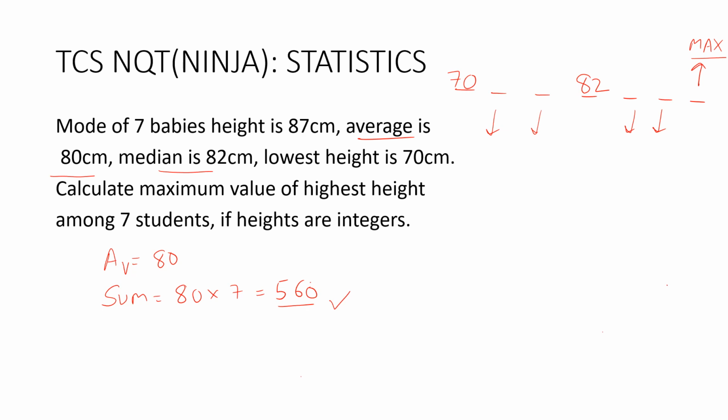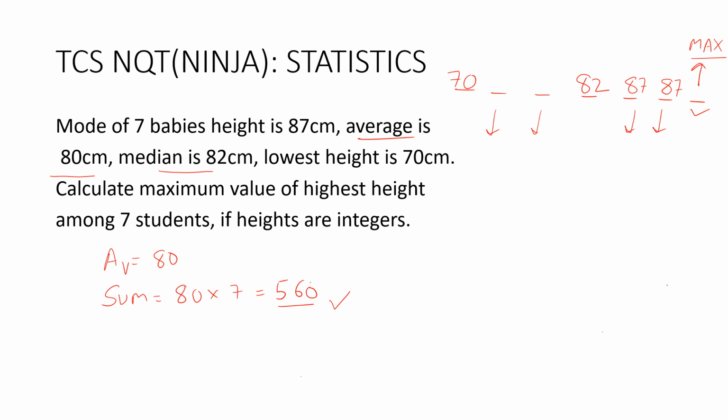When you say the mode is 87, what does it mean? 87 should be coming at least 2 times, because other terms like 70 and 82 are also coming once and they are not the mode. So 87 should be coming at least 2 times. At least 2 times would mean I can take this to be 87 and this to be 87. Now, at this point you would have said, okay, can I not take the last term to be 87? No, I would not take it, because if you solve it further, you would realize that the value of the last term can be more than 87. So I'll keep it as such and I'll try to maximize it.